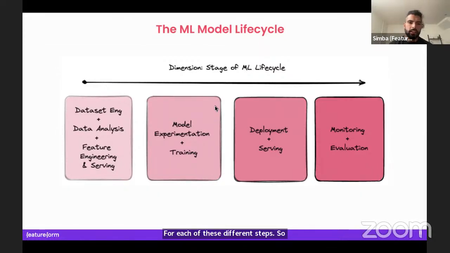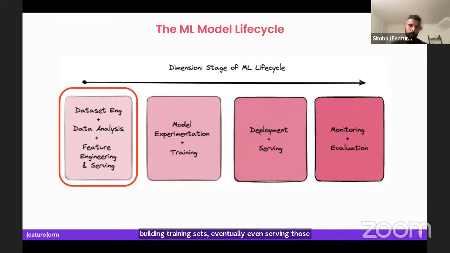So firstly, there's the data set. In the data set, we will be building data sets, we'll be analyzing our data, we'll be building features, building training sets, eventually even serving those features for production. That's the first piece.